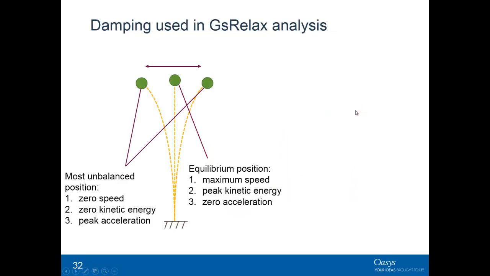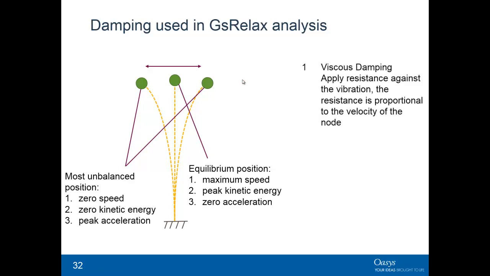To help the models converge, we use damping in GSA. GSA relaxes the solver within GSA, with a couple of methods. The default method is viscous damping, which is a bit like putting the whole thing into oil. So the resistance is proportional to the velocity of the node. The faster the node is moving, the more resistance is applied to it. This can be a very quick method, or it can just completely fail to converge.